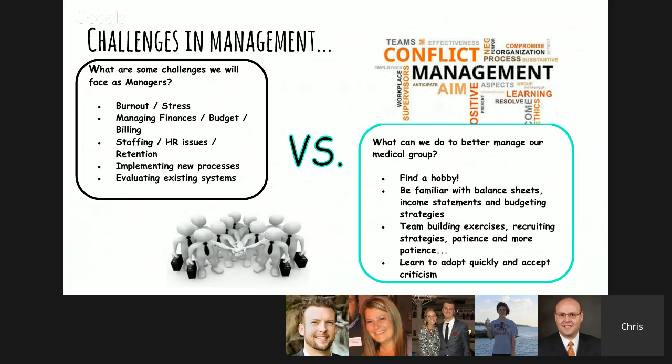Learn to adapt quickly and accept criticism. I think this speaks for itself. Management is always the first ones blamed for anything that happens. We're always the first one that has to accept responsibility if something doesn't work. So that requires us to adapt quickly, figure out the issue, and try to change it. That's what I have on this slide.